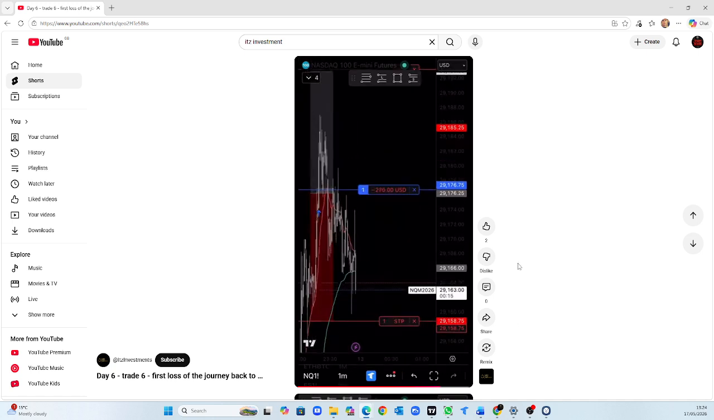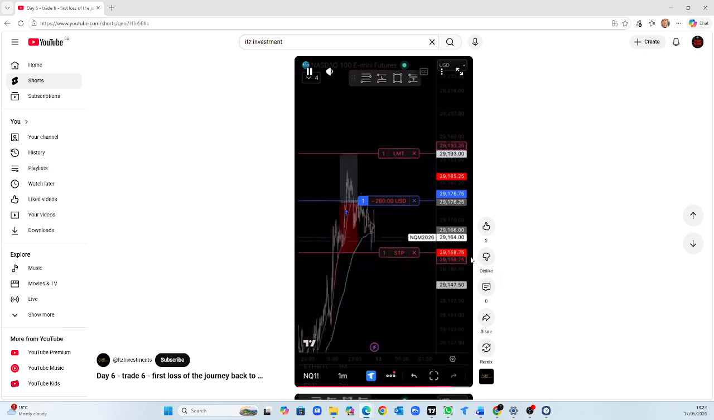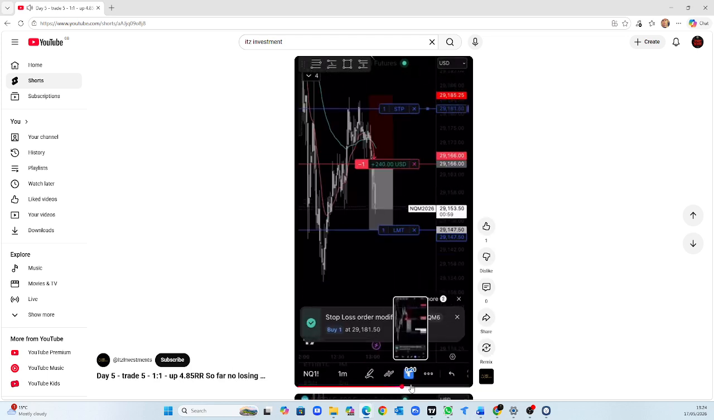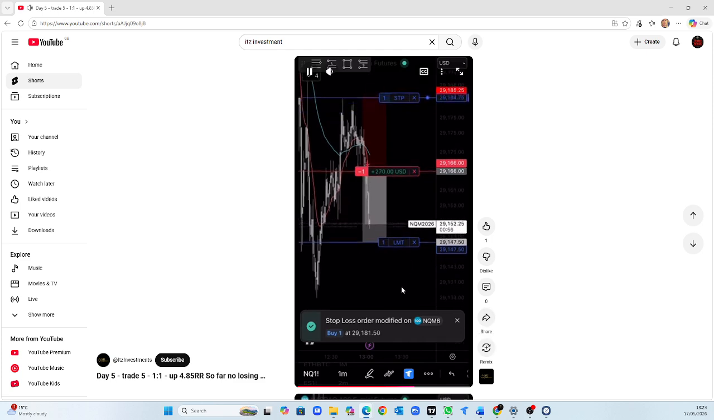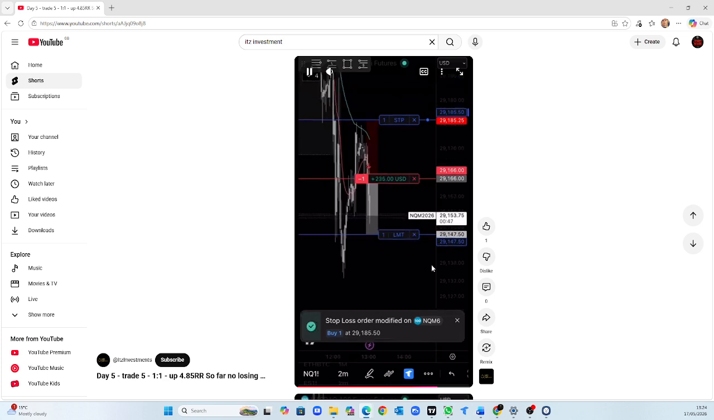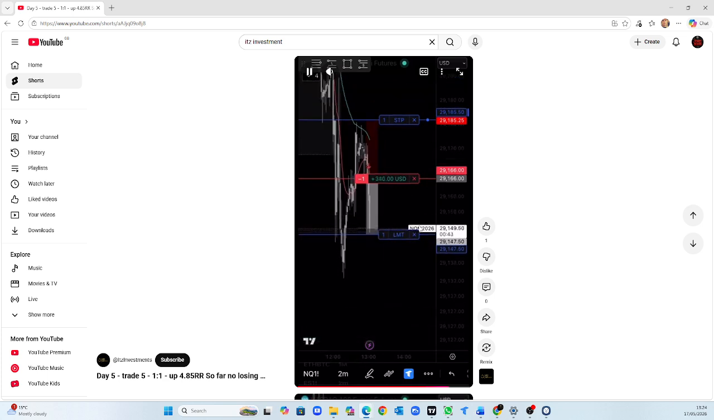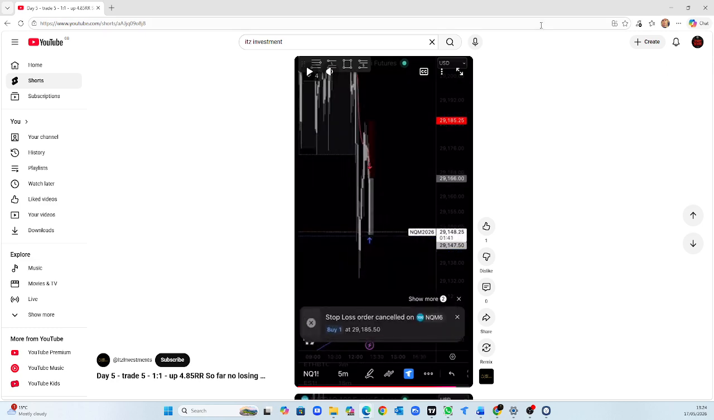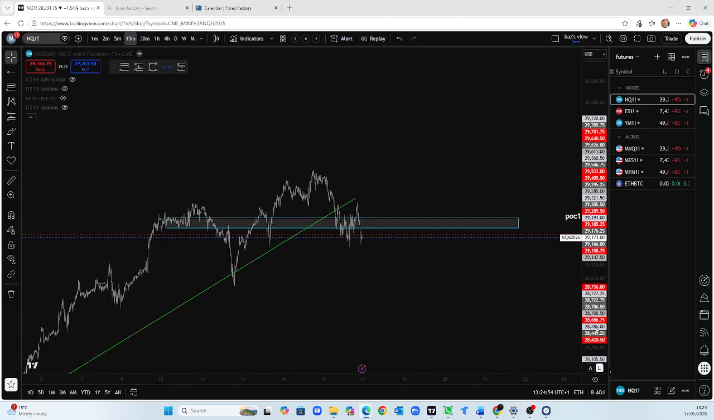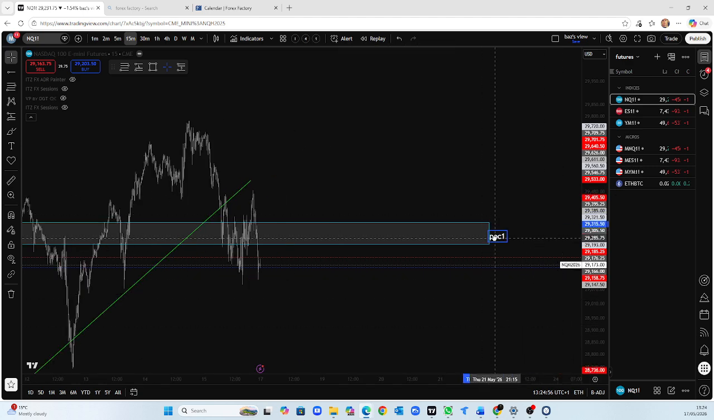But this is the thing with one to one: that was a loss there, and this was another win. The thing with one to one is it's very straightforward. You win, you lose, you win, you lose very quickly. So these are the trades I took last week, and hopefully the week will go similar again.